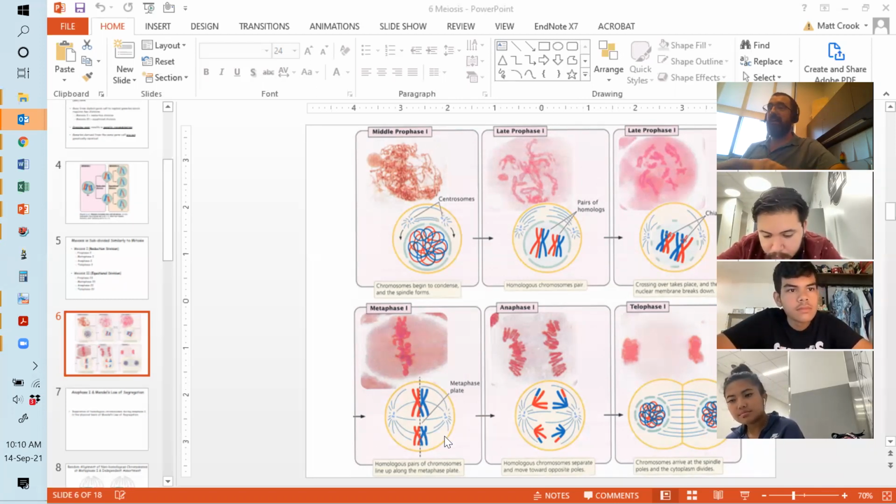And actually, again, this is always fun. I'm not picking on you ladies. It's just, I don't know, meiosis is far more interesting than the guys.